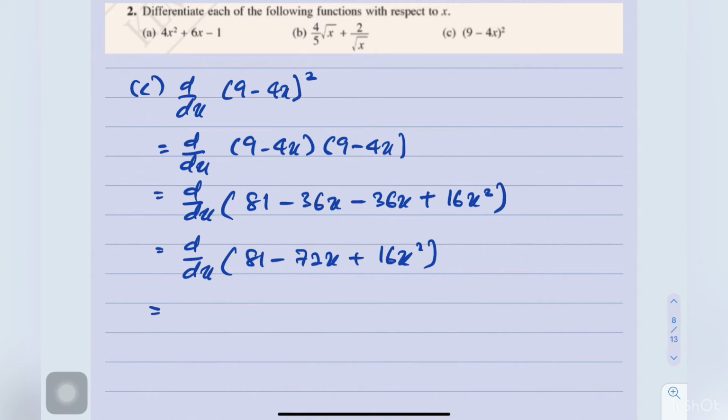Differentiate. Here I have negative 72 plus 32x. 2 minus 1 is 1. So this is the final answer.